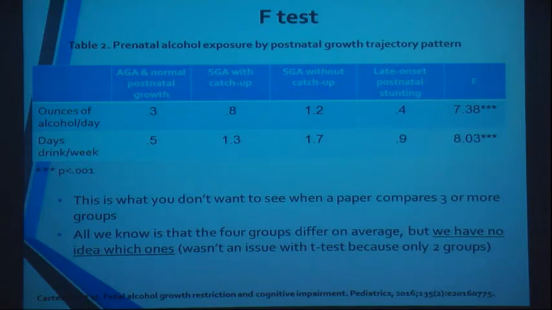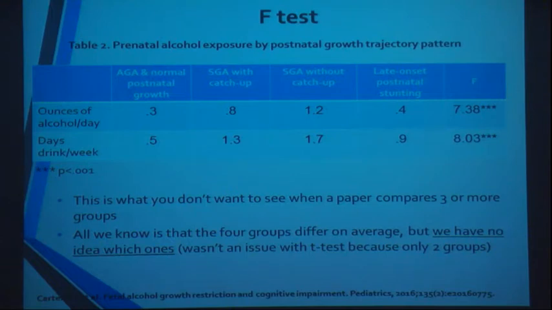All right, somebody give me a statement here. What can we say about the growth trajectory groups, related to the amount of alcohol exposure they had in utero? About ounces of alcohol per day. What's that significant F tell us? Guesses? Go ahead, Dr. Wood. I know you want to say it. There you go. Exactly. All right. So what's important there is what he didn't say. Okay? He did not tell us which group had a higher level of alcohol exposure. He only said, on average, there's a difference between the groups.